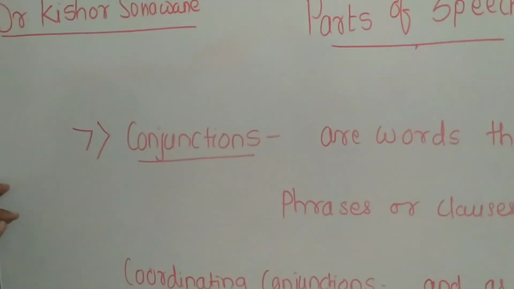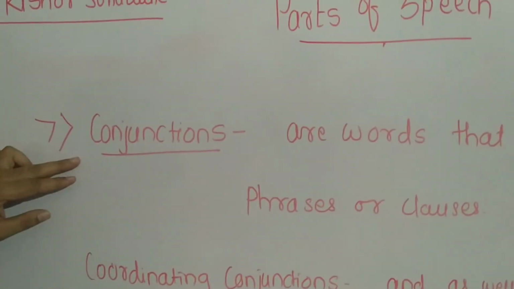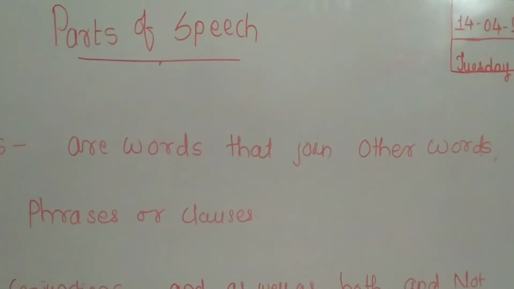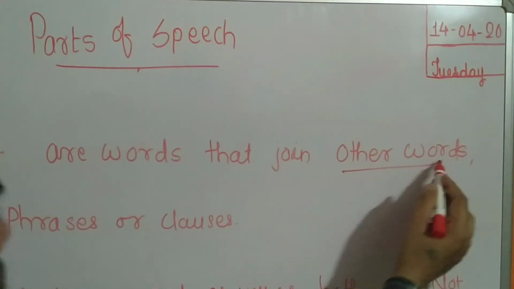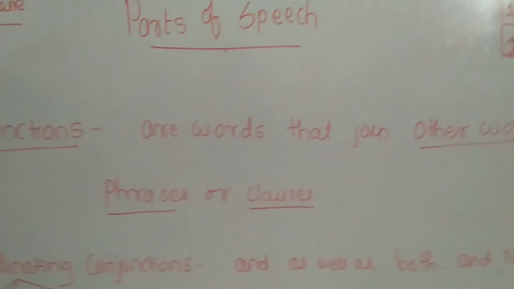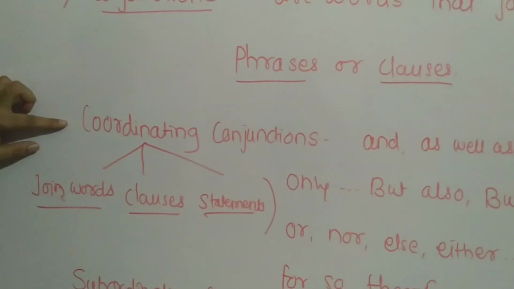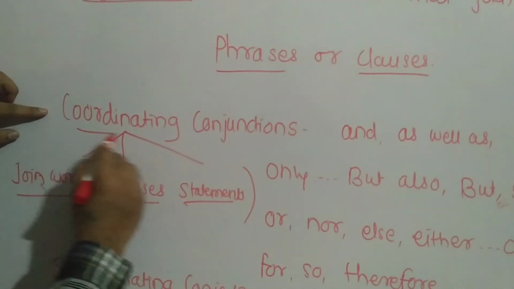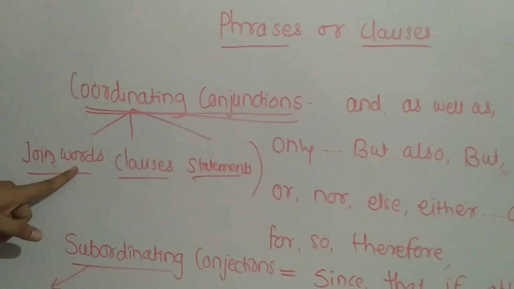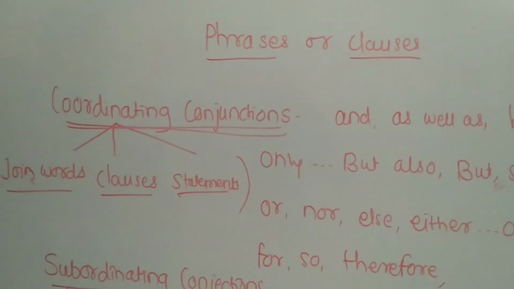Now the seventh part of speech is conjunction. See the definition of conjunction: conjunctions are words that join other words, phrases and clauses. It's called conjunctions. There are two types of conjunctions. The first one is coordinating conjunction. Now we can see the examples. Coordinating conjunctions join words, clauses or statements to make a meaningful sentence.